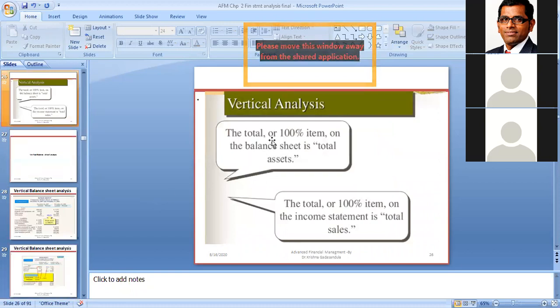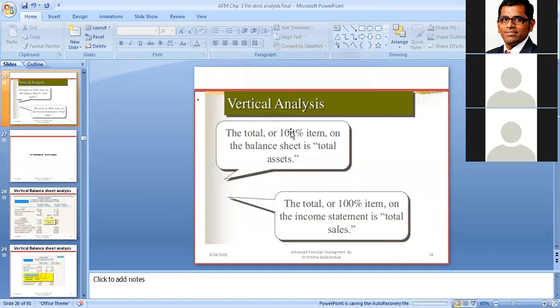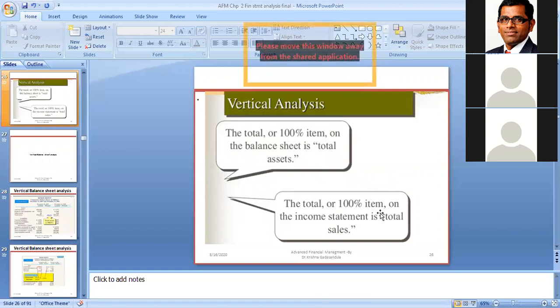In vertical analysis, total assets are taken as 100% on the balance sheet. The item taken as 100 on the income statement is the total sales. Total sales can be taken as 100 and compared with the other items. So I'll show you how it is.